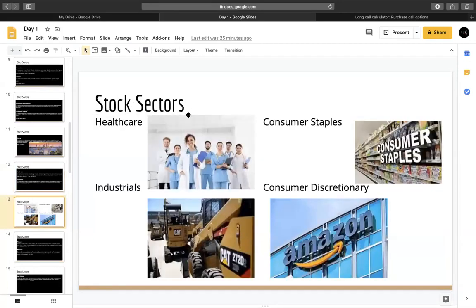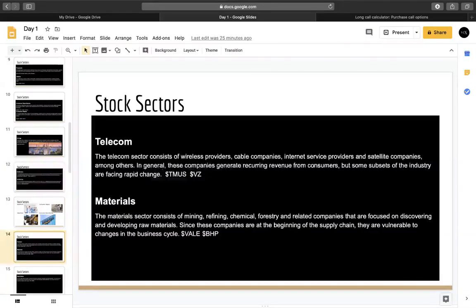So, stock sectors: healthcare, industrials, consumer discretionary, consumer staples. These are just pictures. Telecom. The telecom sector consists of wireless providers, cable companies, internet service providers, and satellite companies, among others. In general, these companies generate recurring revenue from consumers, but some subsets of the industry are facing rapid change.